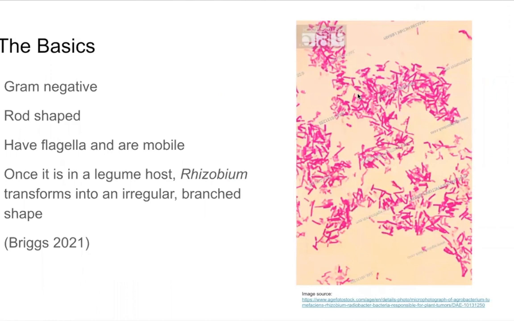Bacteria in the genus Rhizobium are rod-shaped. They usually have flagella and are mobile. Once it's in the legume host, Rhizobium transforms into an irregular branched shape. Rhizobia are a gram-negative genus of bacteria.